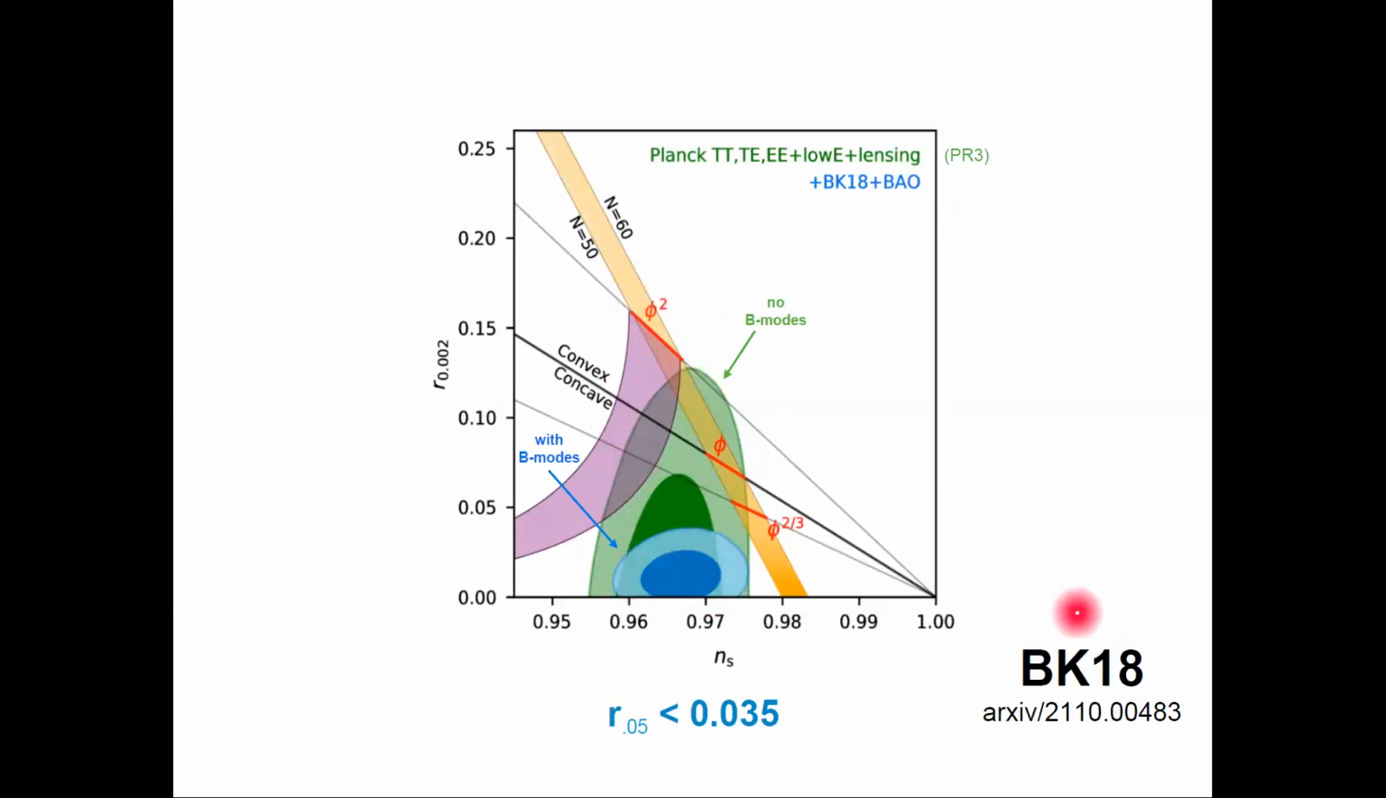With this BK18 result, the current best published result, natural inflation, this purple banana here, is now ruled out, as are all of the monomial models of inflation, the orange band here. So with this result, we rule out two entire classes of inflationary model.